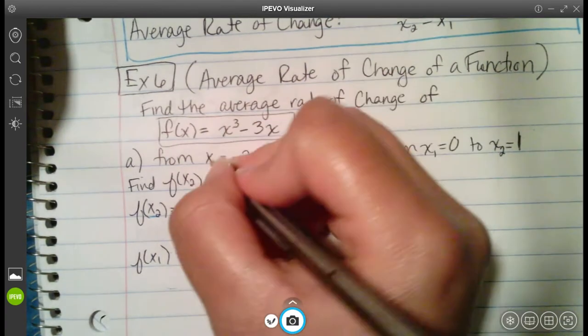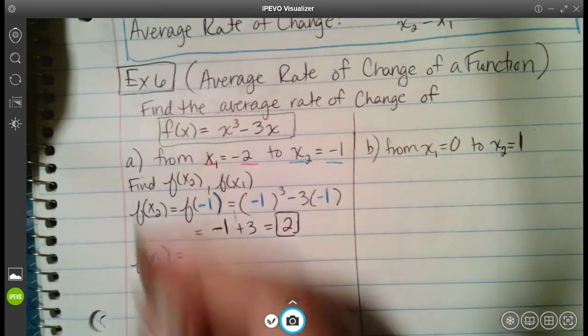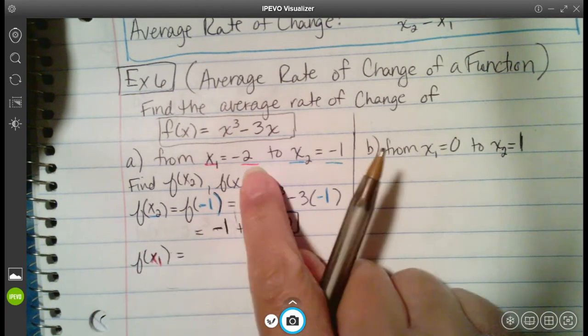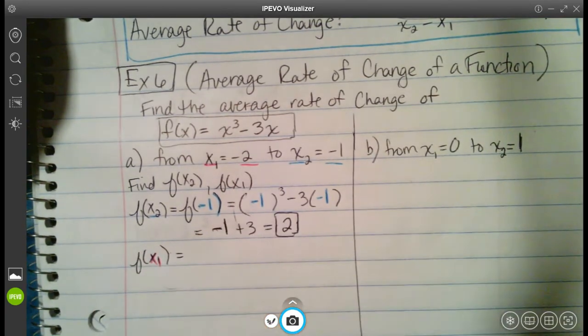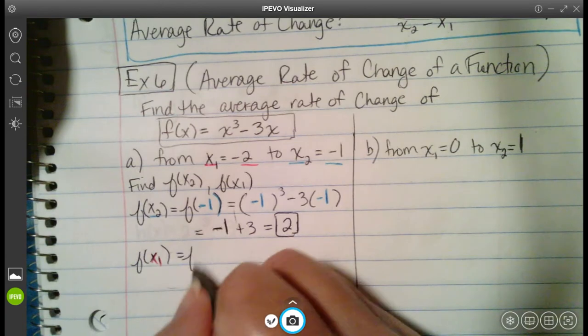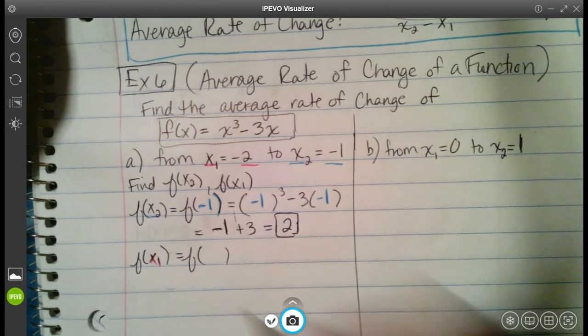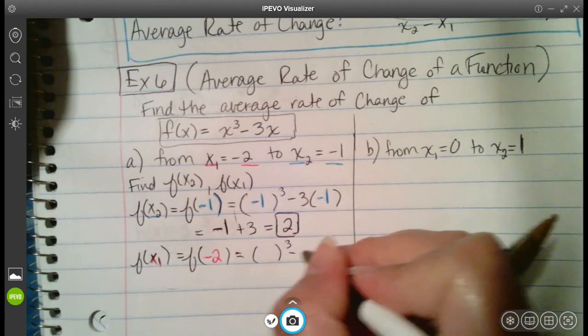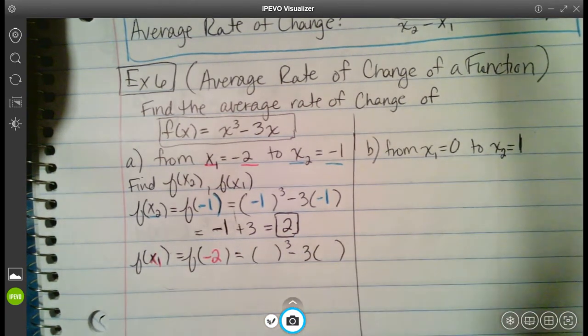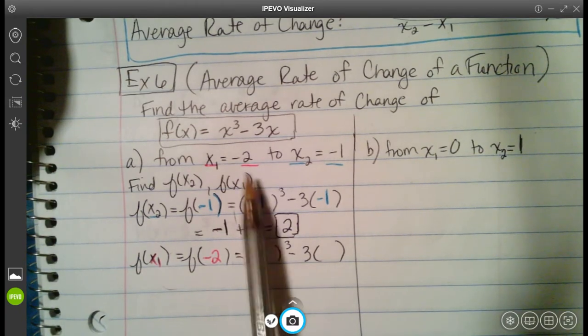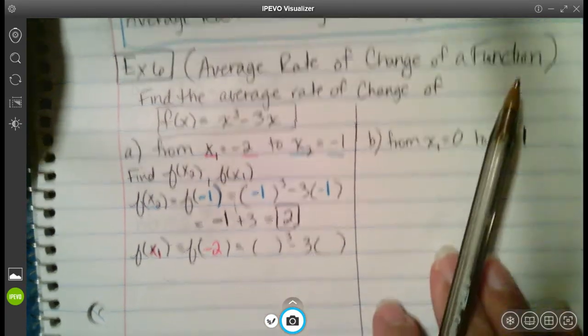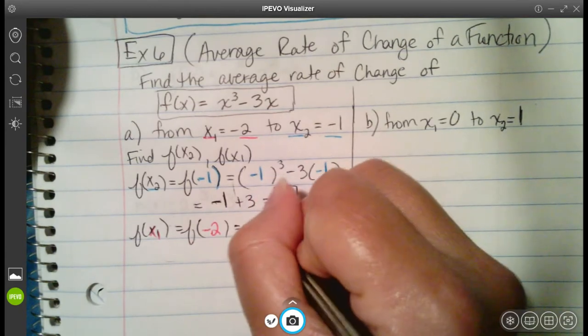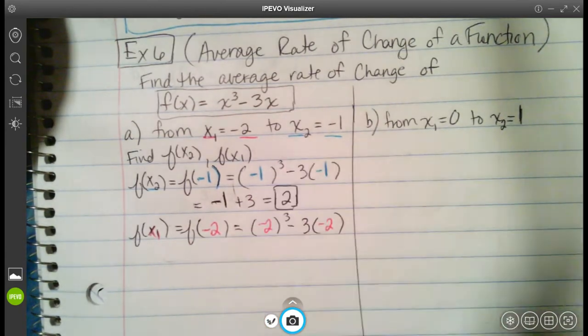And f of x1 is this guy over here. So I'm going to plug in negative 2 into this equation. Okay, so f of negative 2 equals parentheses cubed minus 3 parentheses. So this I'm just getting from up here, this function here. And I'm going to plug in that negative 2 in both spots.